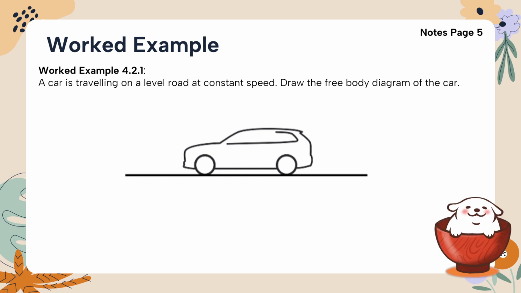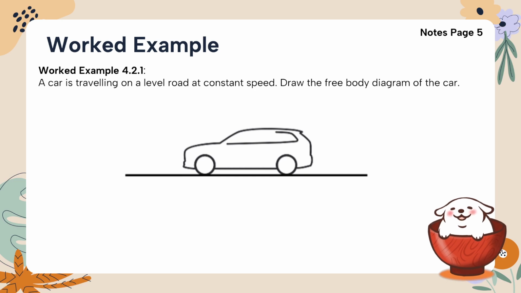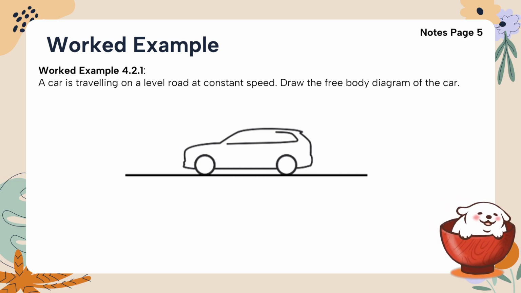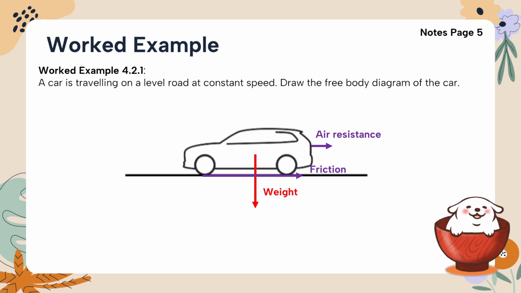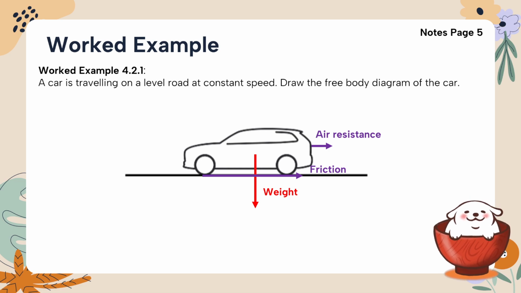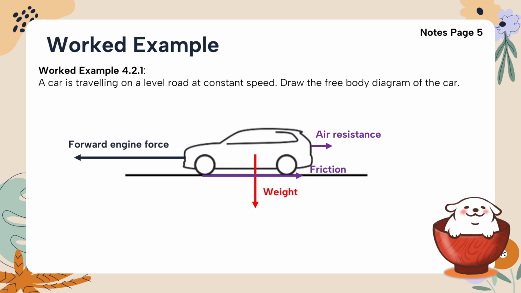In this example, we have a car traveling on a level road at constant speed. Draw the free body diagram of the car. Likewise, stop the video and resume the video once you have tried the question. Okay, you should be able to label the weight as well as the air resistance and friction acting on the car. Since the car is traveling at a constant speed, there must be a forward engine force which opposes the air resistance and the friction.